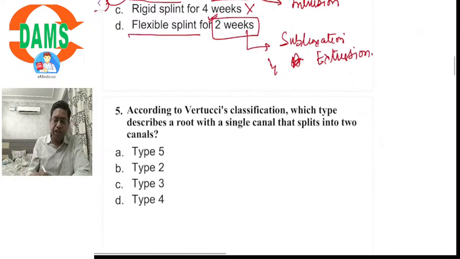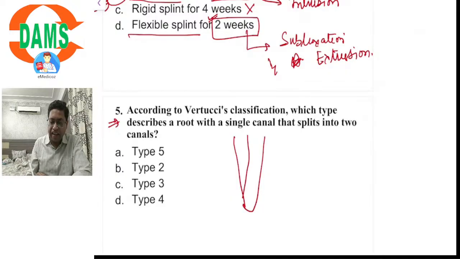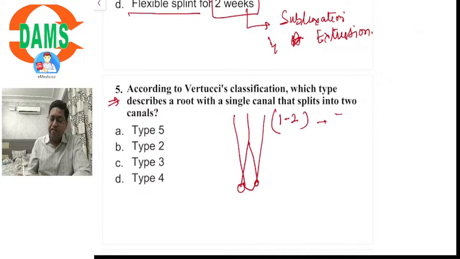Okay. Coming over to question number 5. According to Vertucci's classification, which type describes a root with a single canal that splits into two canals? A relatively straightforward question which you can answer if you remember the Vertucci's classification into 8 canal configurations. It is basically asking about a tooth with a single root, a single canal that splits into two canals, 1-2 configuration. So it is basically Vertucci type 5, isn't it? So 1-2 configuration is Vertucci type 5. Option A would be the answer to this question.